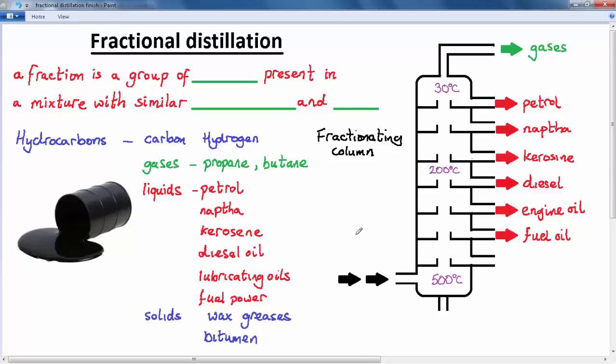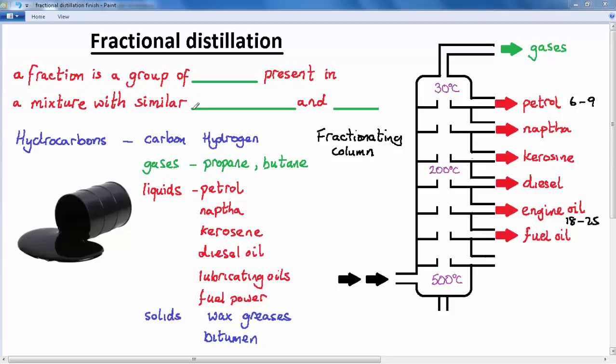Now then, I would like to point out here that when we talk about fractions, we're not talking about an individual substance. So it's not just petrol, but it's always a small range of hydrocarbons that are released at each level. So in the case of petrol, we're talking about a group of hydrocarbons with molecular chains of around about 6 to 9 carbon atoms in length. Whereas engine oils, by that I mean lubricating oils, I should have put lubricating oils here, we mean, for example, carbon chains of around about 18 to 25 carbon atoms in length.